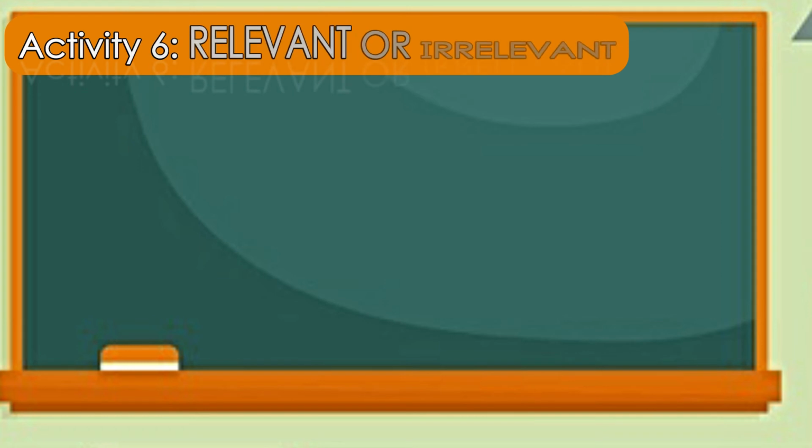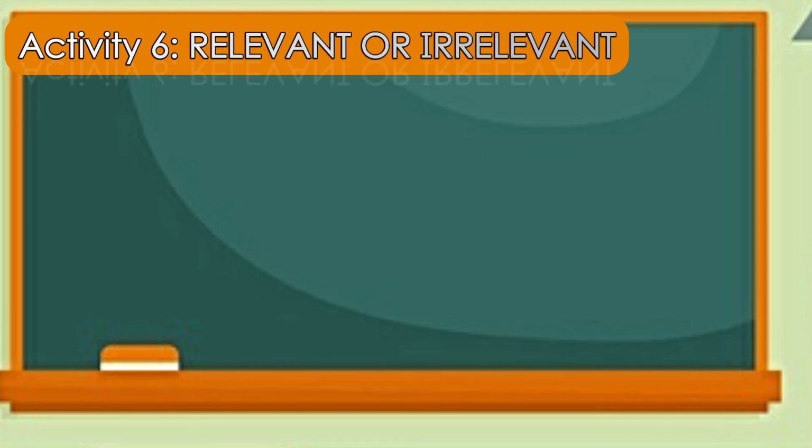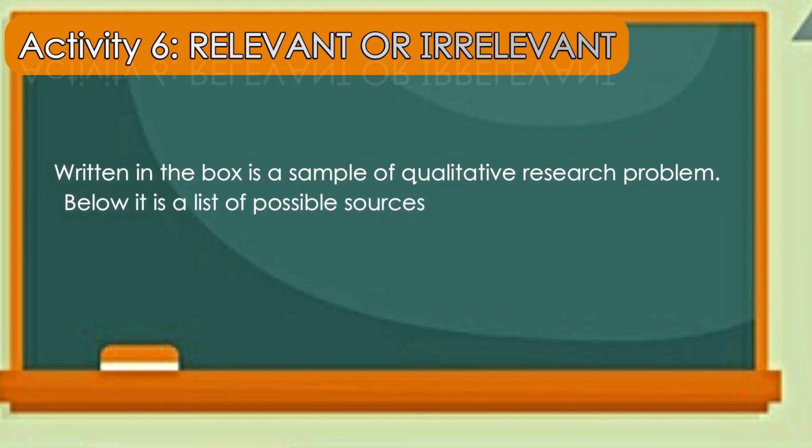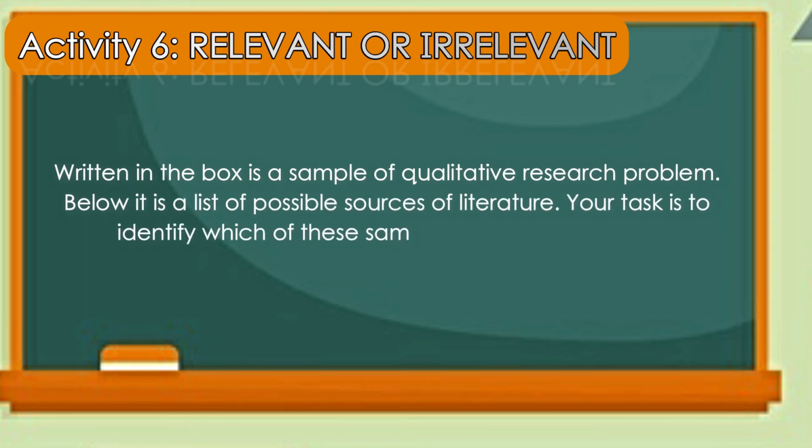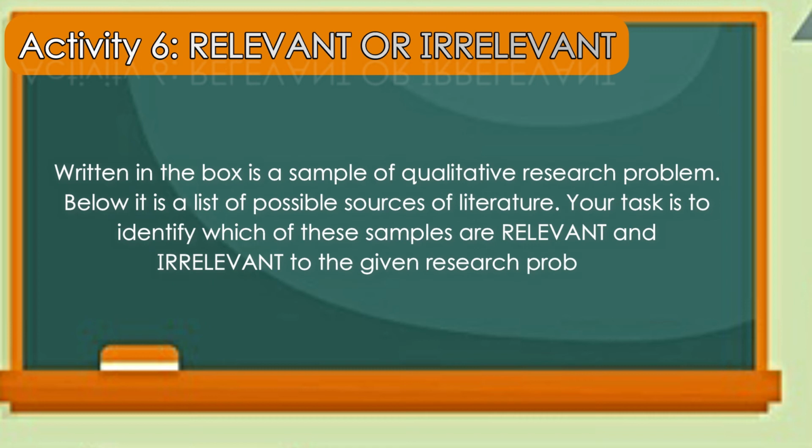For your activity number 6, which is relevant or irrelevant, written in the box is a sample of a qualitative research problem. Below is a list of possible sources of literature. Your task is to identify which of these samples are relevant and irrelevant to the given research problem.